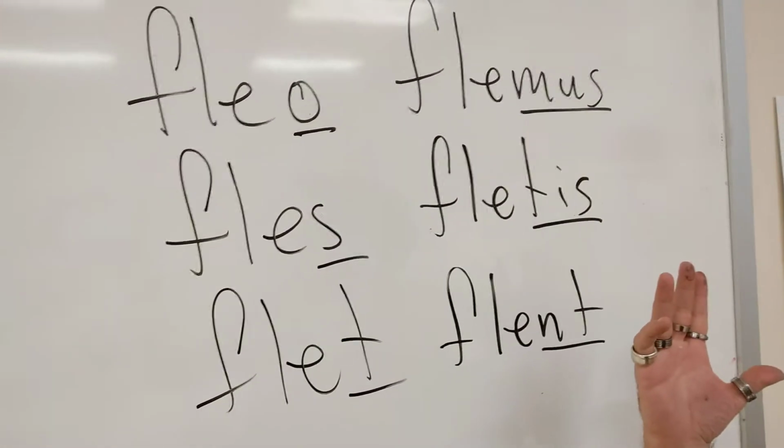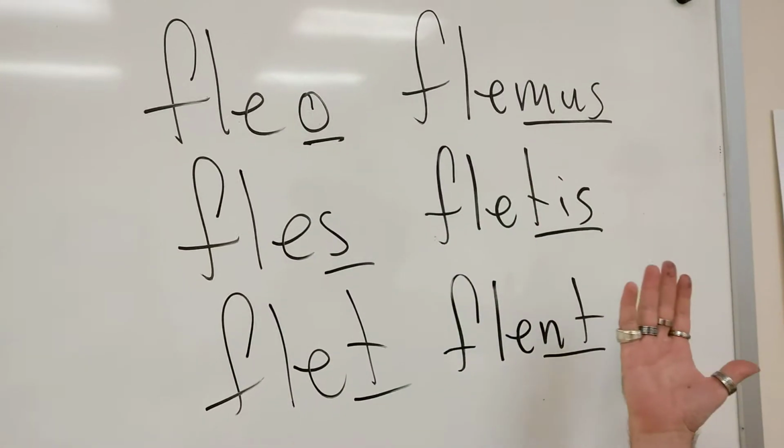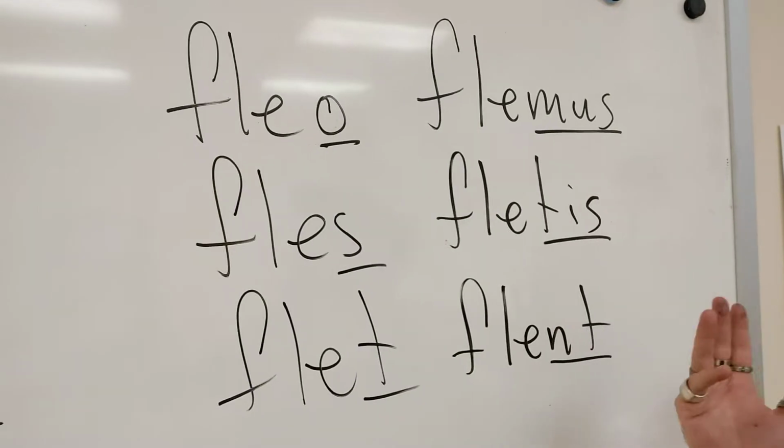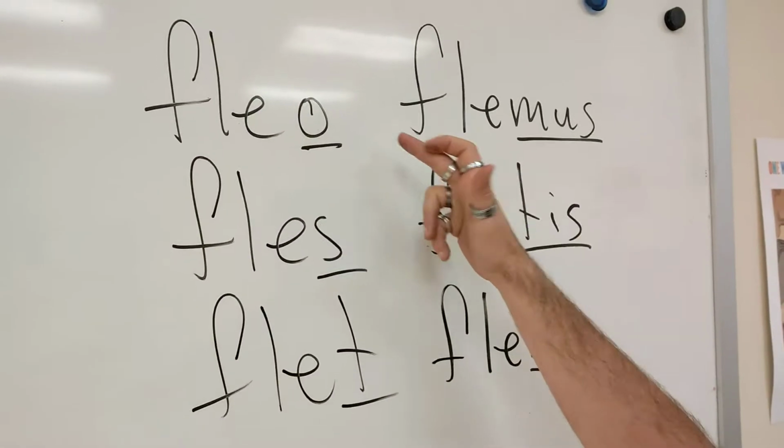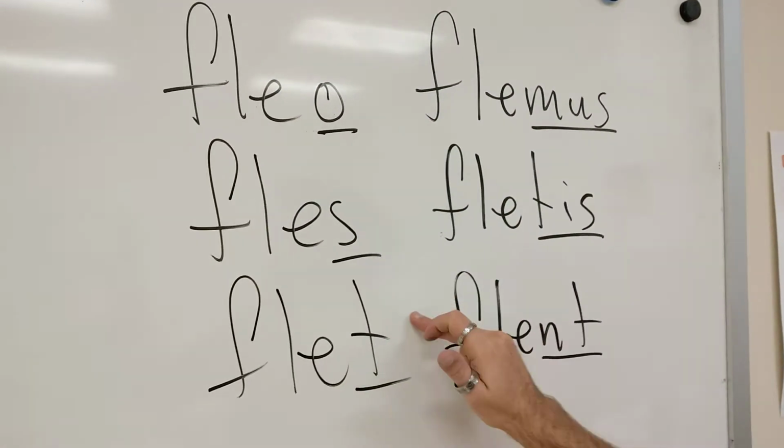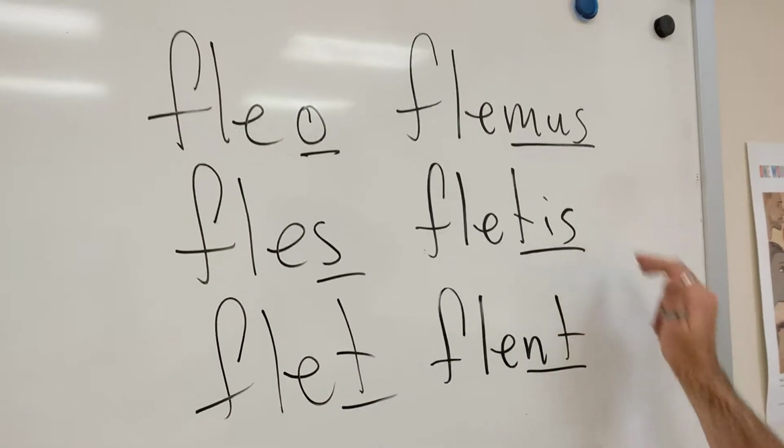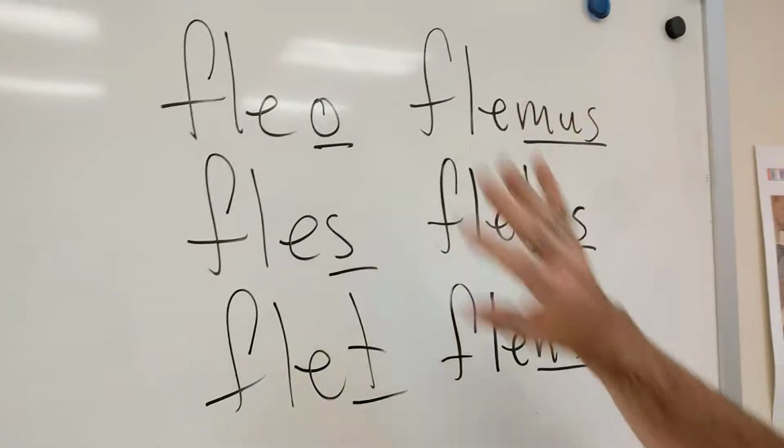Now, this is a different verb, for example. This is the verb to weep, but the endings still apply just like they did on the verb sit. So it's still: I weep, you weep, he, she, it weeps, we weep, you all weep, they weep. And we've got those endings that change to tell you about that.